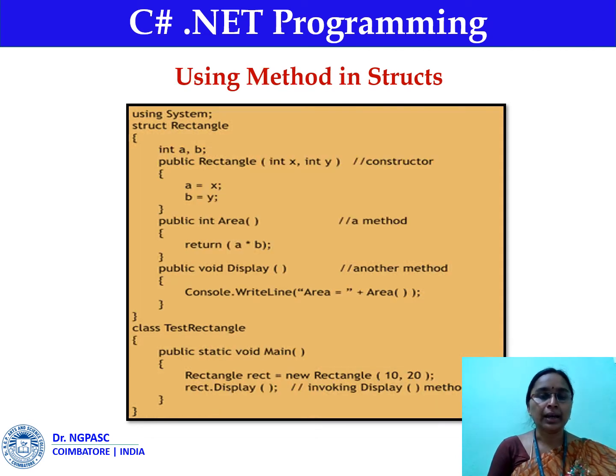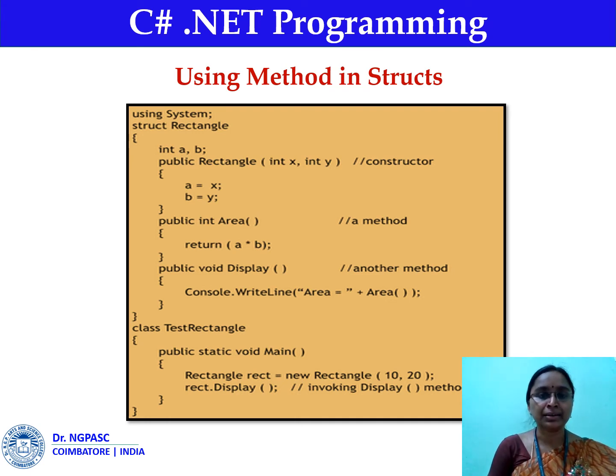So this is how we can use the method inside the structure. So here struct Rectangle. Rectangle is the structure name. Inside the structure we define three kinds of methods. First one is the Rectangle method, second one is the Area method, third one is the Display method. In that Rectangle method, we just receive the values for the variables and assign them into the variables. So it looks like a constructor because the structure name is Rectangle and the method name is also Rectangle. So it looks like a constructor.